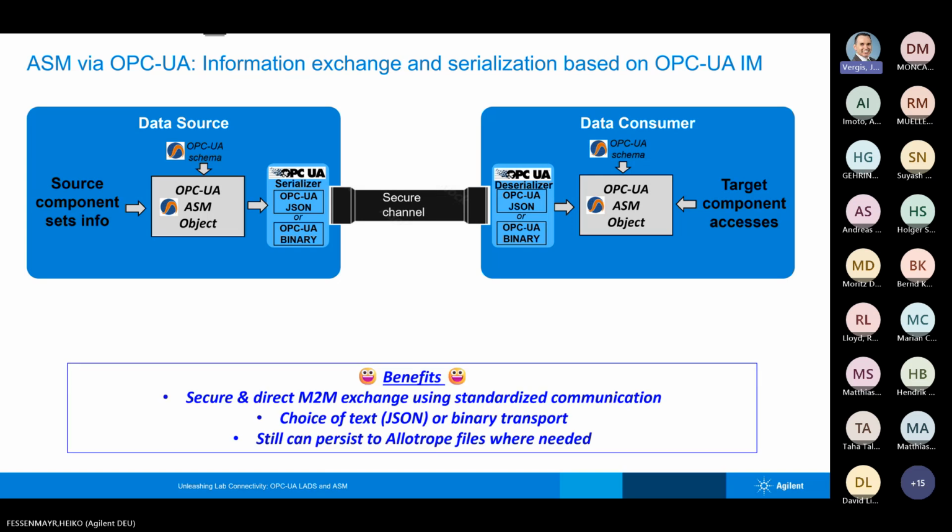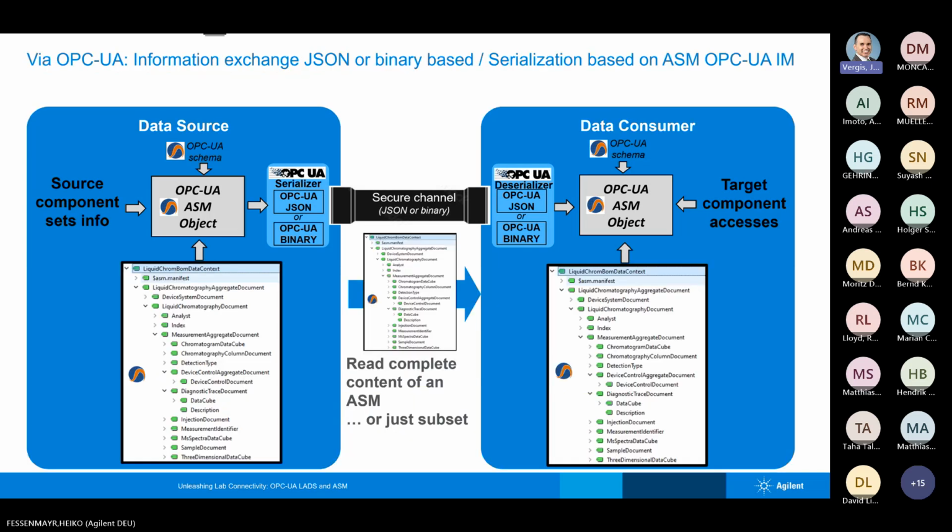That's a secure and direct machine-to-machine communication, and you have the choice of doing this on a text or a binary basis. And you can do that in parallel. So while one endpoint is using the binary serializer, you can in parallel do the JSON with another endpoint. And you can still include the functionality to persist the Allotrope information in JSON, that's still given.